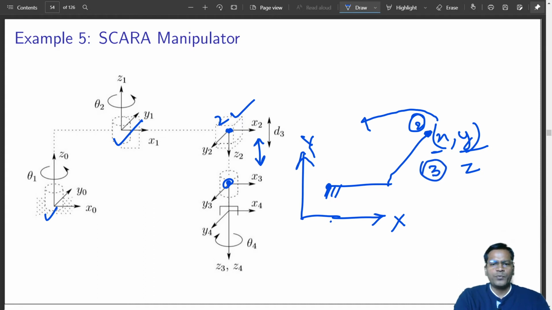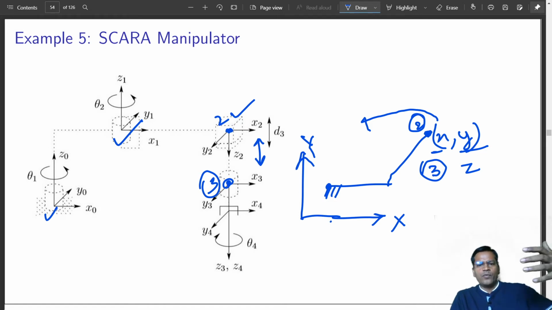So apart from taking it to x, y in an xy plane, it can also go up and down and do any positioning motion. Point 3 can go to any place in space in x, y, z. Now I want additionally to rotate it, but not any way we want. We don't want it to roll. We don't want it to be pitched.